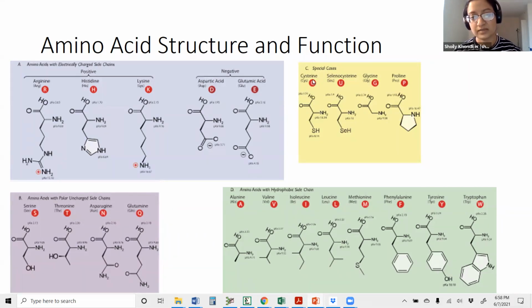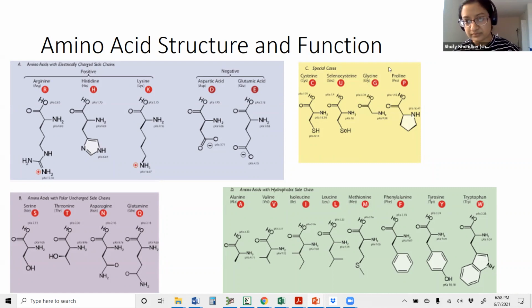Those include cysteine, which can form disulfide bonds due to the sulfur here. That's going to come in later when we talk about techniques that are used in terms of protein isolation and protein analysis, such as Western blot. There's also selenocysteine, which is a variant of cysteine. Then glycine, which is the smallest one. Because of its size, it affects how the protein is folded.